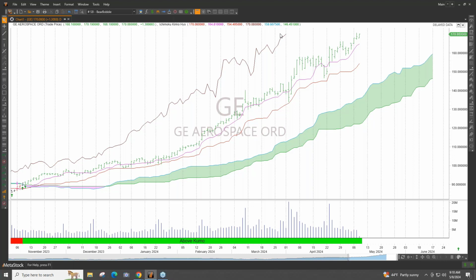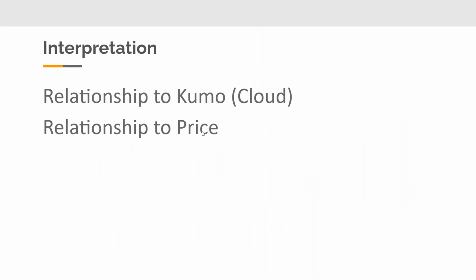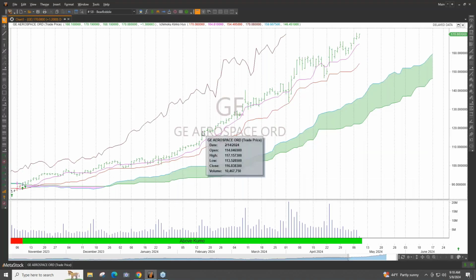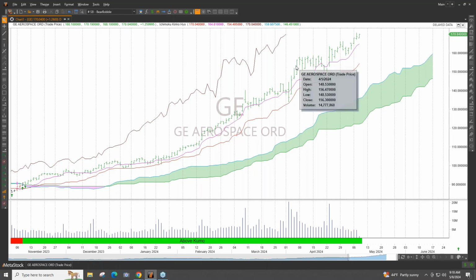Let me go through, and that's really it. Okay, how are we doing? If the Chikou span is above the cloud, it lends credence to a very stable bullish trend, which is what we've seen on GE, right? If it's also above price, it gives us very good anticipation that the trend of the stock is going up and gives us added stability.